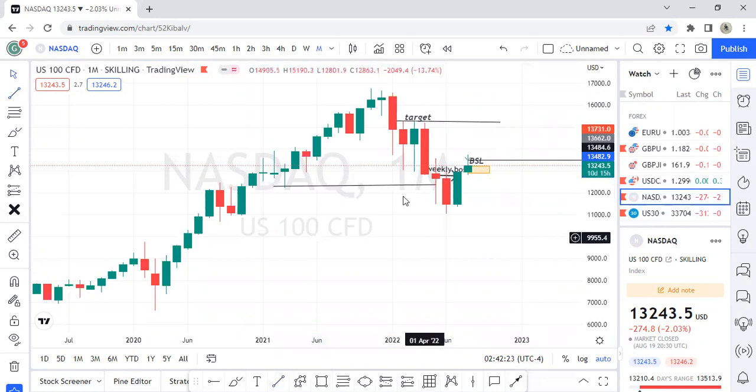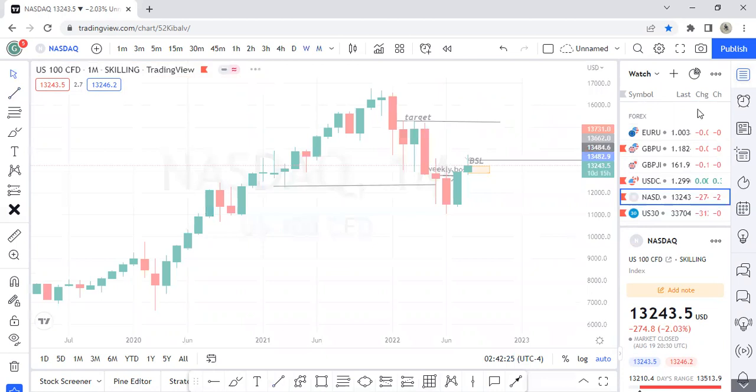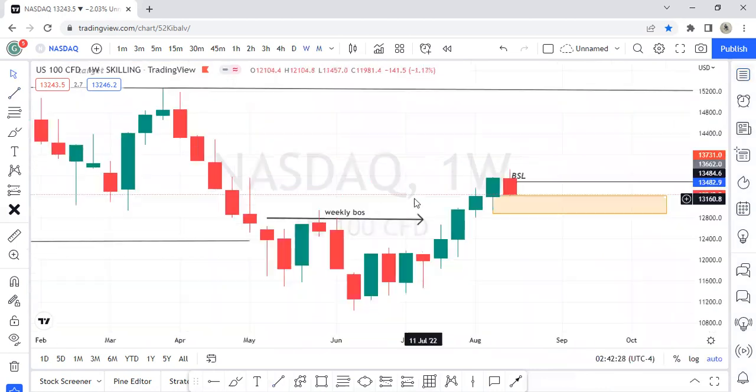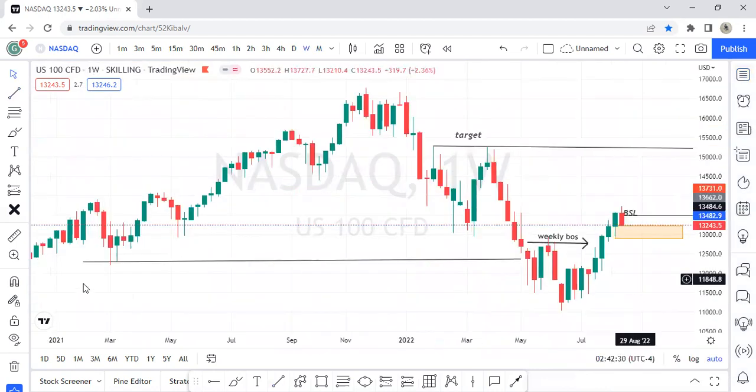So if you come to the weekly time frame now, you can see that there was a weekly breakout. Look at what I'm showing you. This major low was taken out, and then the market has broken this significant lower high. So the market has given that bullish break of structure, showing that the market may likely go higher.